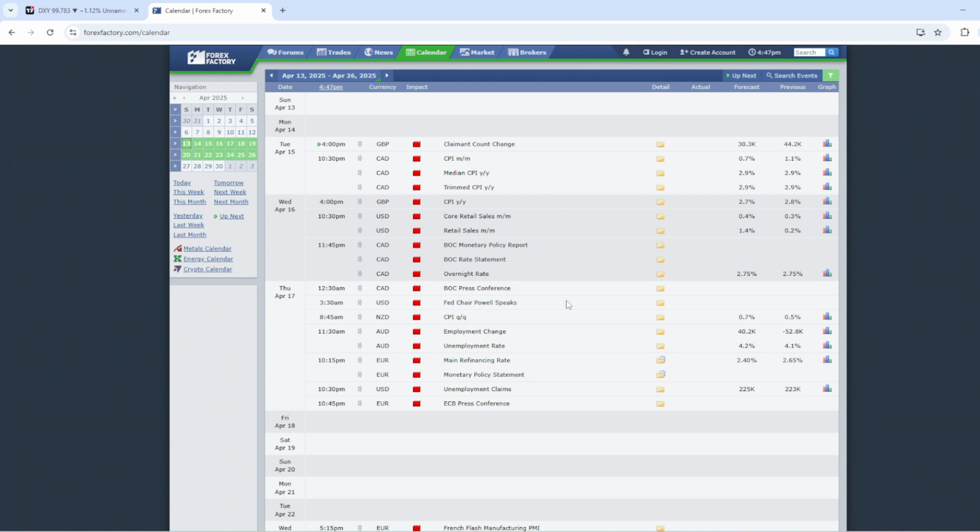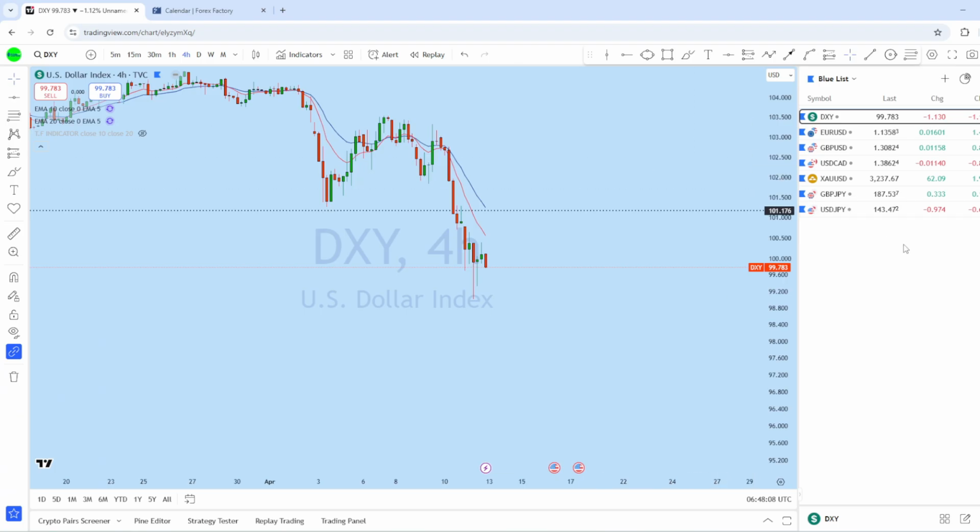In addition to that, we will also be looking to see how gold is doing this week, as this instrument is currently in a very strong trend. So with that being said, let's look at this week's forecast and what kind of trading opportunities we can find.